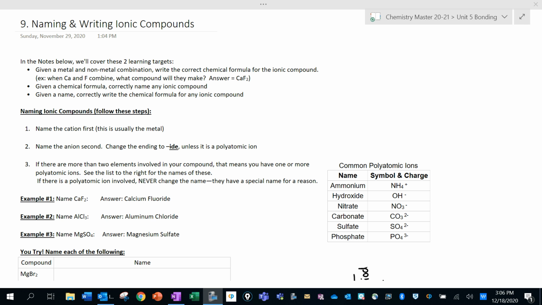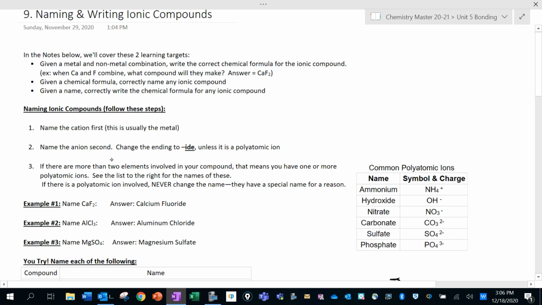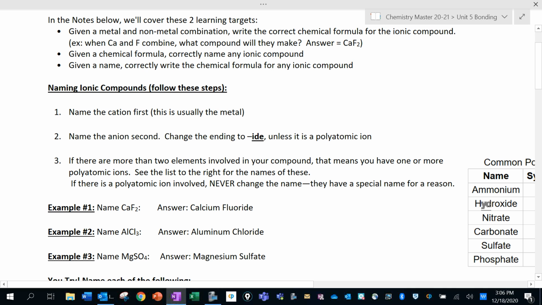All right, in this video, we're going to look at naming and writing the formulas for ionic compounds. And we're going to look at naming compounds first. So the steps you want to do when you're naming your ionic compound is you want to name the cation first. And if you remember, the cation is your positive ion. So usually your cation is your metal.